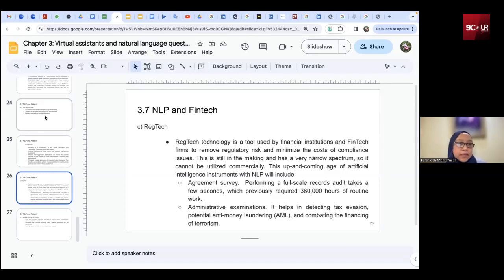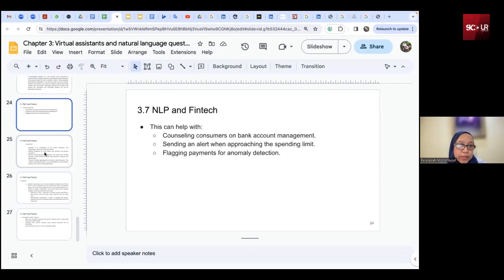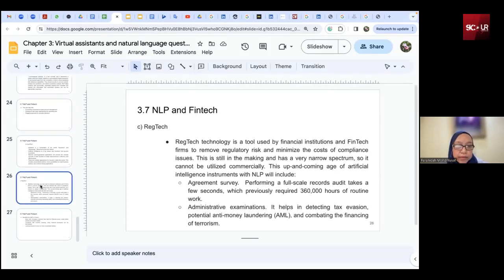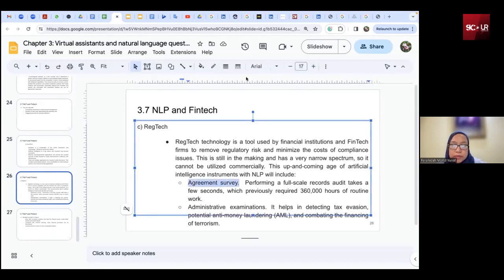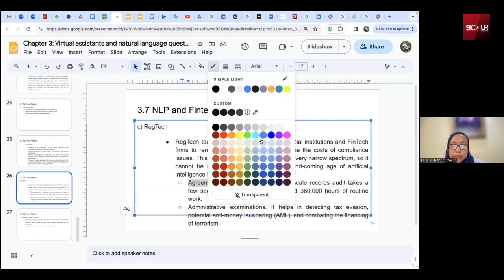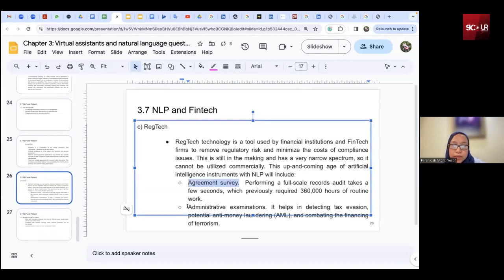Dia ada tiga lah, dia kata insurtech, fintech and also regtech. Regtech is regulator technology. Dia inilah yang bercerita agreement digunakan dalam agreement survey and administrative examination.